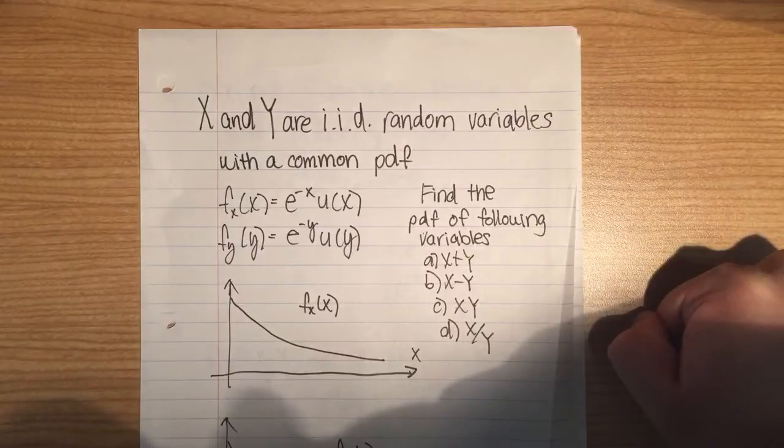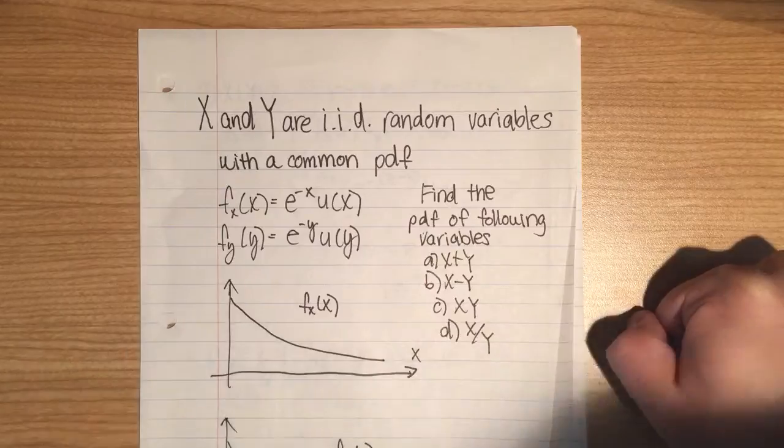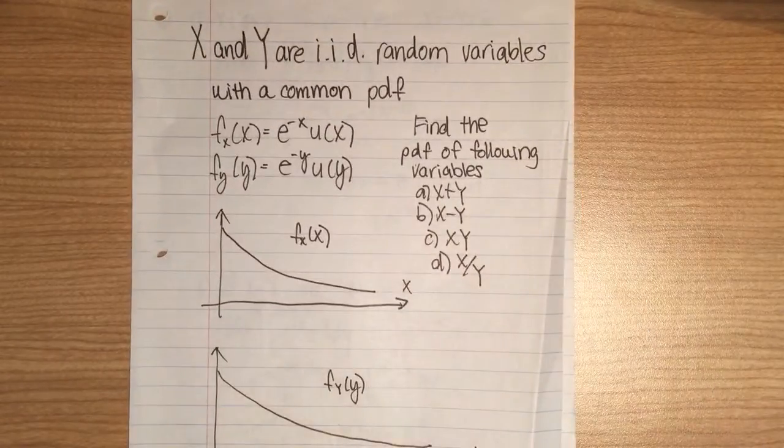f of x equals e to the negative x times the step function u of x, and f of y is equal to e to the negative y times the step function u of y. And we're supposed to find the probability density functions, which is the little f of x or little f of y, of the following variables: random variable x plus random variable y, random variable x minus random variable y, random variable x times random variable y, and random variable x divided by random variable y.